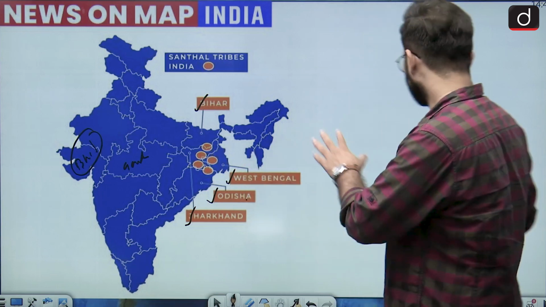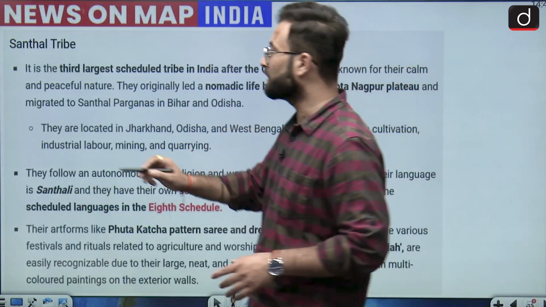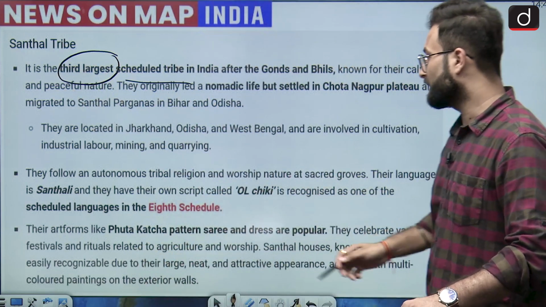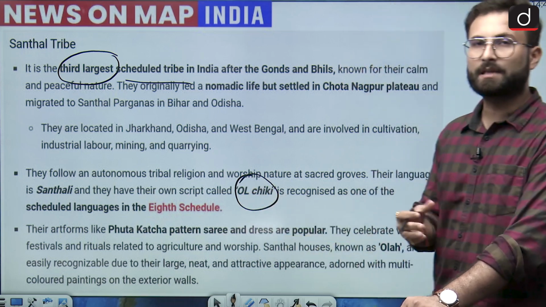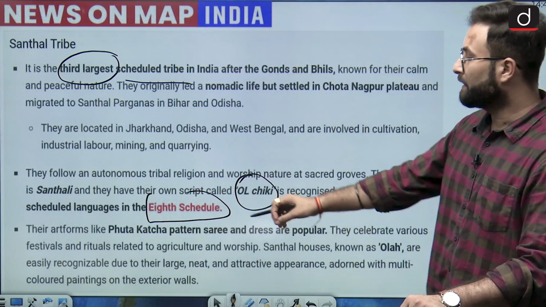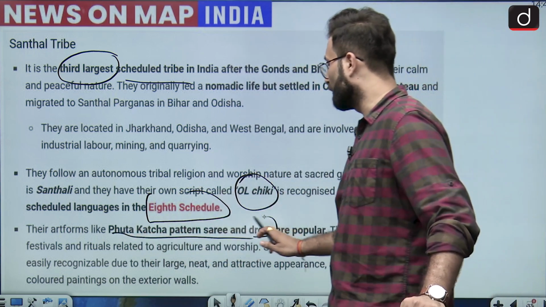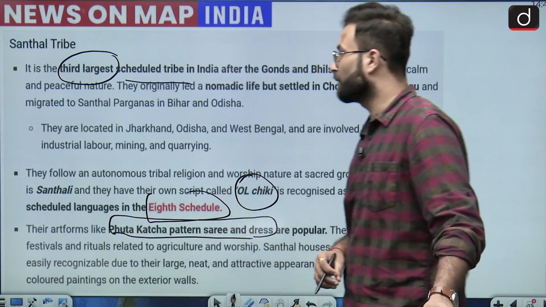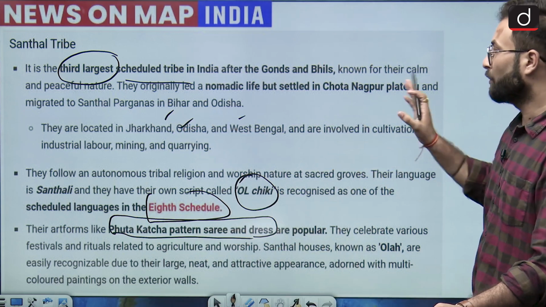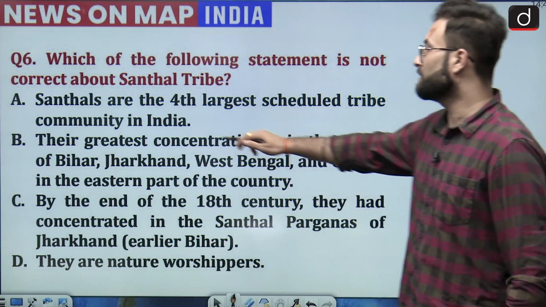Now moving further, here you can see about the Santhal tribe. We have talked about how this is the third largest scheduled tribe in India. They have their own script as well, that is Ol Chiki, and their language has found a place in the 8th Schedule. The Puta Kacha pattern sari and dresses are popular with this community. They are located in Jharkhand, Odisha, West Bengal, which we have already seen. I hope that is clear. Now we can move to the question again. Here option A is the right answer.